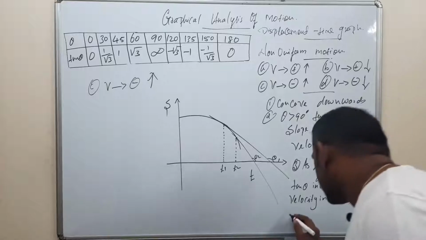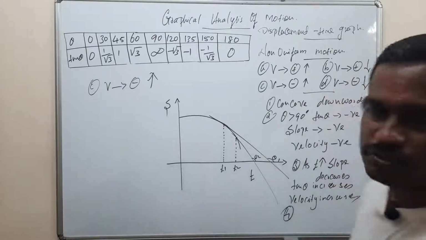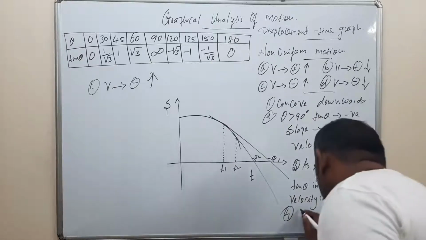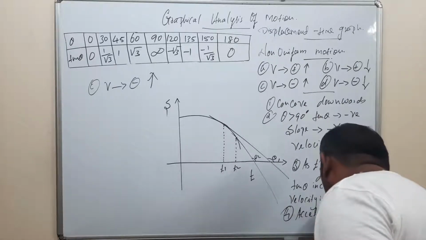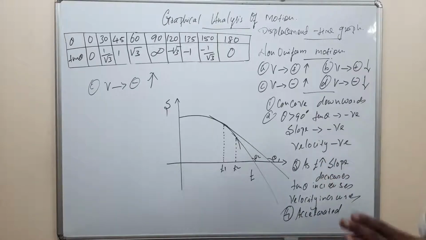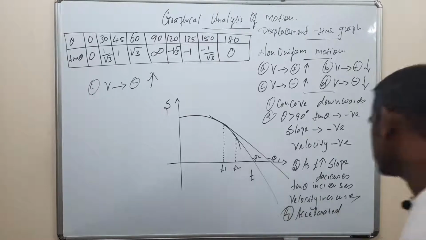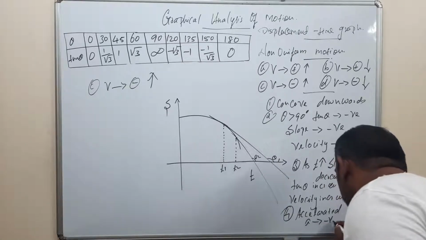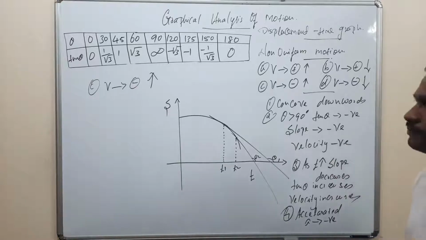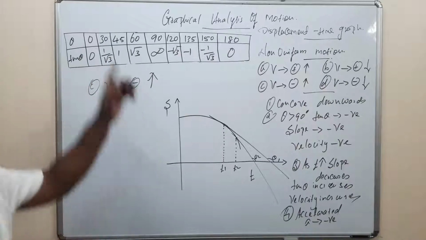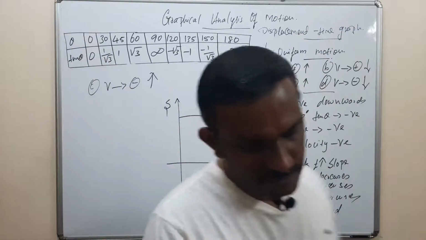So what about the acceleration here? On the negative side velocity is increasing. Velocity increasing means it is an accelerated motion. So what is the direction of the acceleration? Acceleration is also in the direction of the velocity. So acceleration is negative. So velocity is negative and increasing.